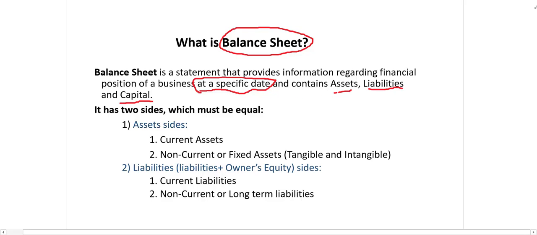What does financial position mean? It means how much asset is owned by the business, how much liability is payable by the business, and how much capital is owned by the owner of the business.